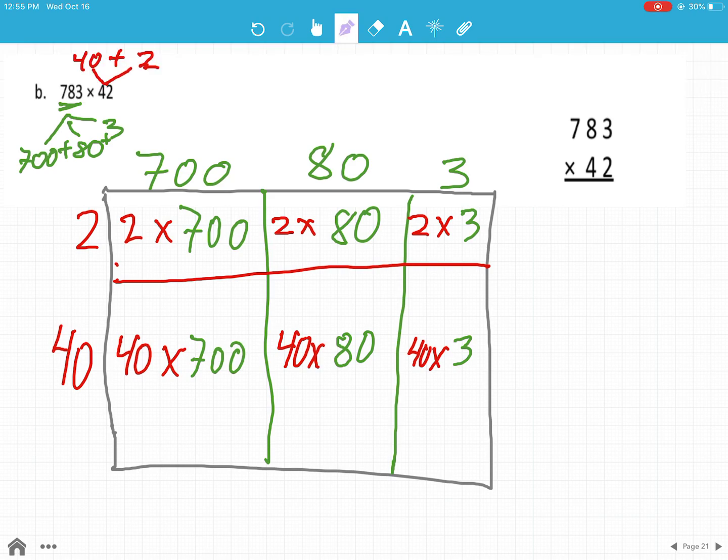All right. So 2 times 7 is 14. Then I have 2 zeros. 2 times 8 is 16. Then I have 1 zero. And then 2 times 3 equals 6. So I'm going to add all those up. All those partial products up.